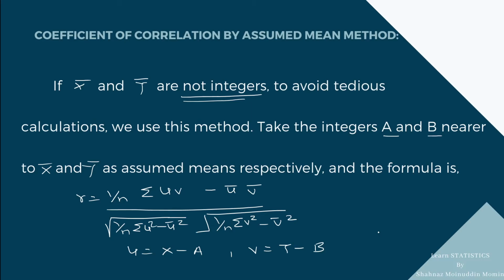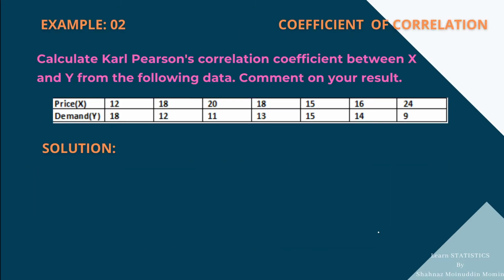To understand this method, we shall consider an example. Calculate Karl Pearson's correlation coefficient between x and y from the following data. Here we have been given 7 pairs of price and demand. Now we will first calculate the mean of x and y. Here n is equal to 7, x bar is equal to summation x upon n. By adding the prices x, we get the total of prices is 123, divided by 7, and it is 17.57.